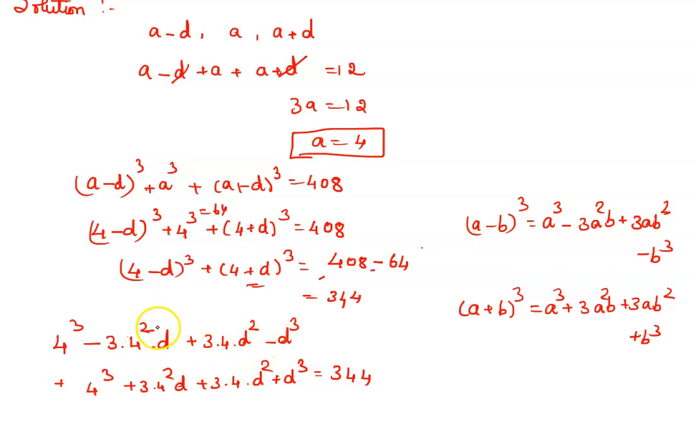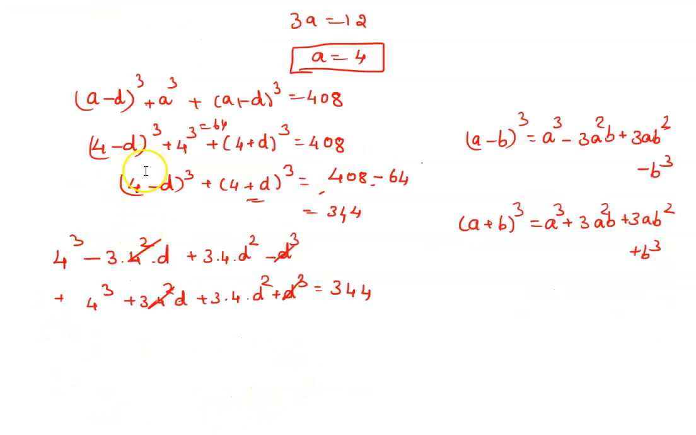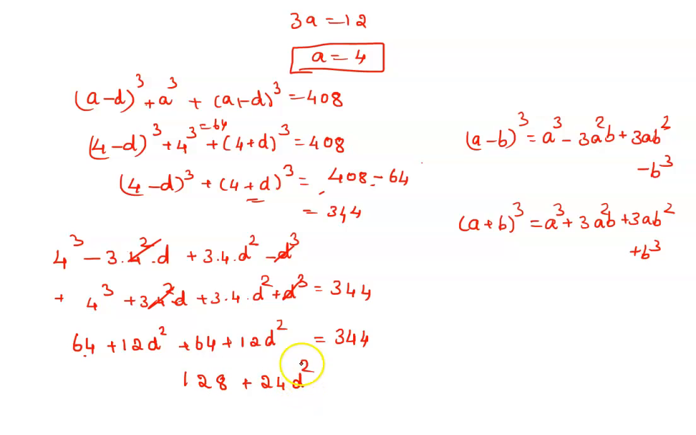Okay, so here we can cancel these two terms and this one also we can cancel. And so what about this 4 cube? 64. So what is left out? 64 plus 12D square plus 64 plus 12D square equal to 344. So which implies 128 plus 24D square equal to 344.